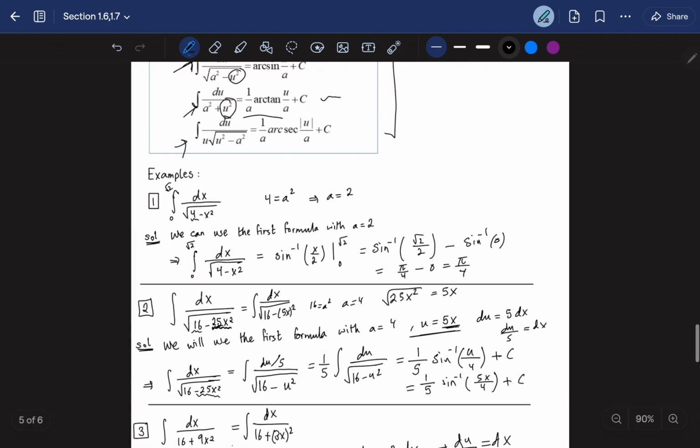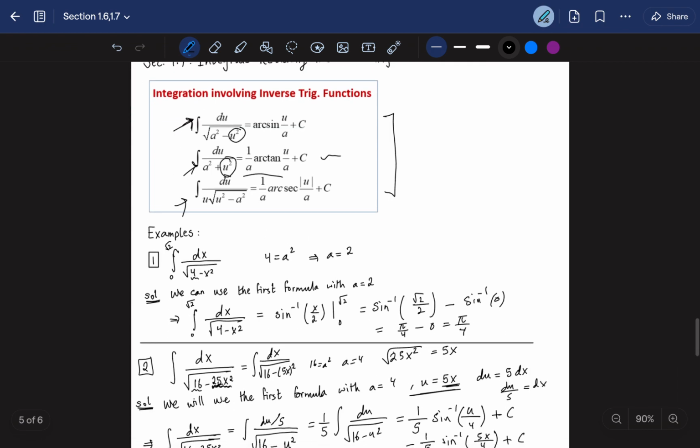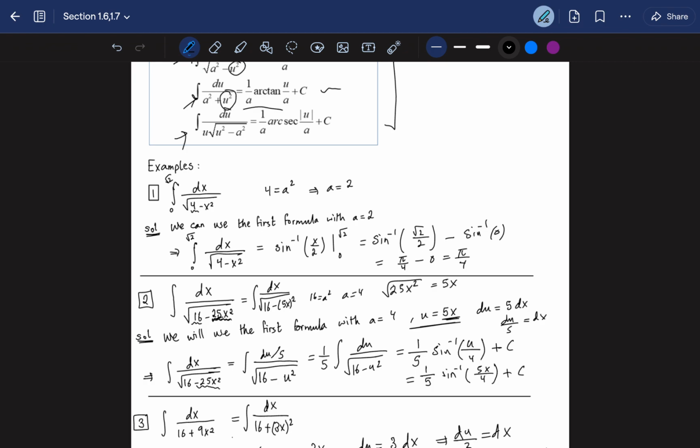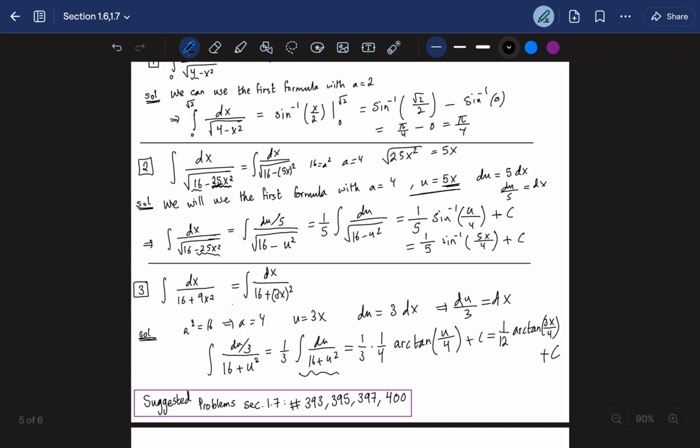So these are just formulas that you should be familiar with. They're not very common to come up in normal questions, but it's good to know because sometimes they're pretty useful. Also, these are some suggested problems from section 1.7 if you want to practice any more.